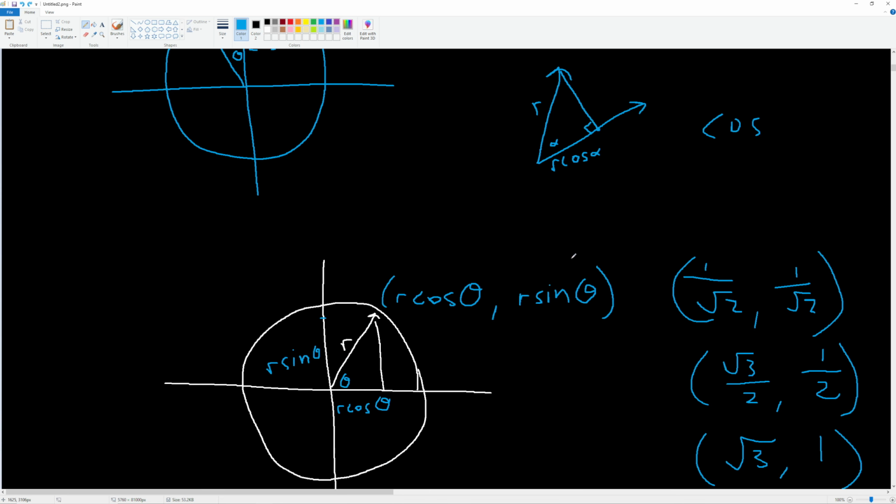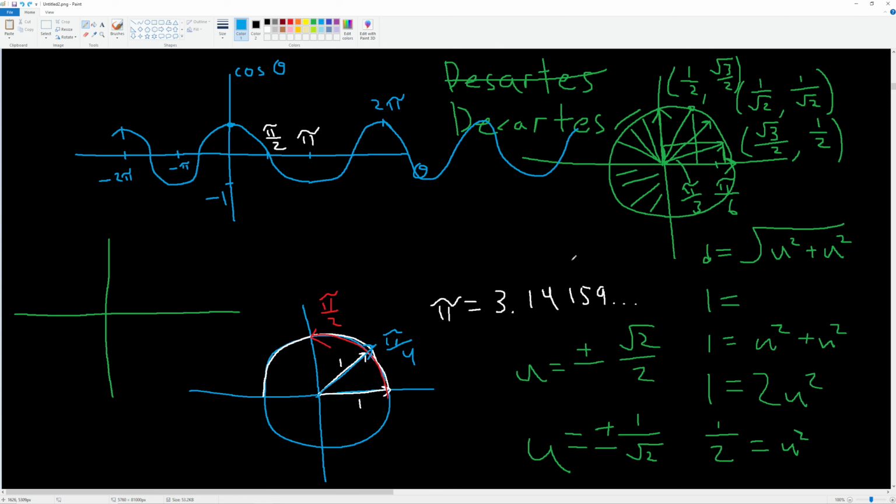And going back to here, our graph of sine goes through here. It's the same graph, it's just shifted. And it goes through the origin. So let's label this sine of theta and theta. So when theta is 0, sine is 0.